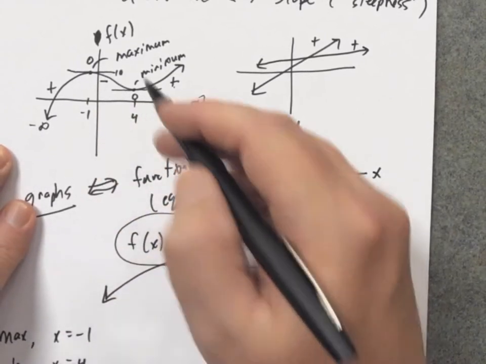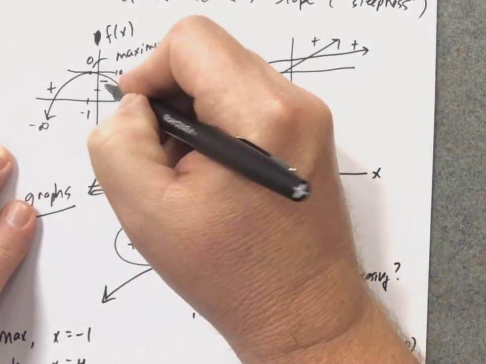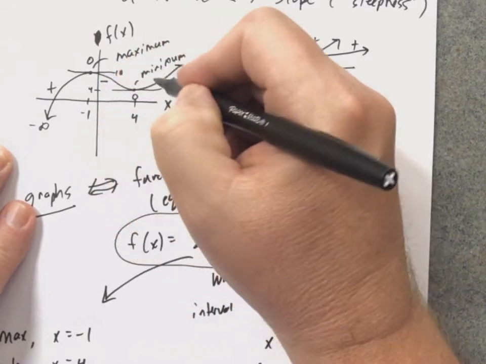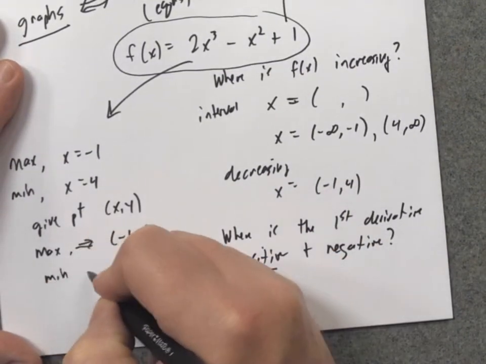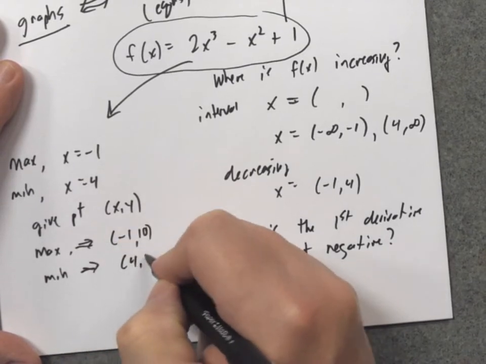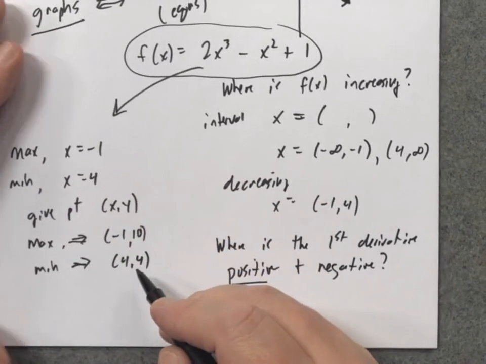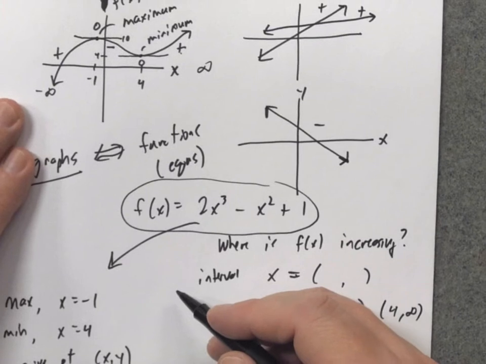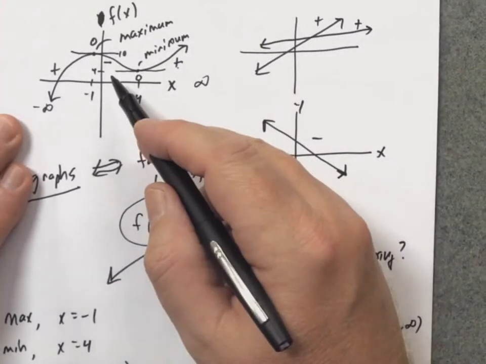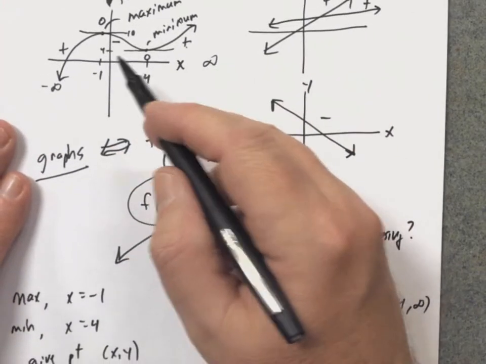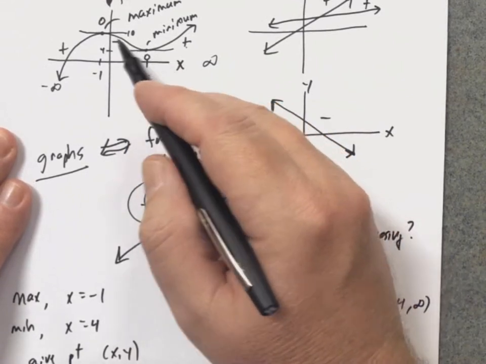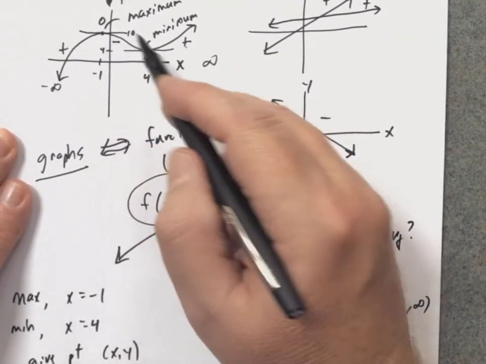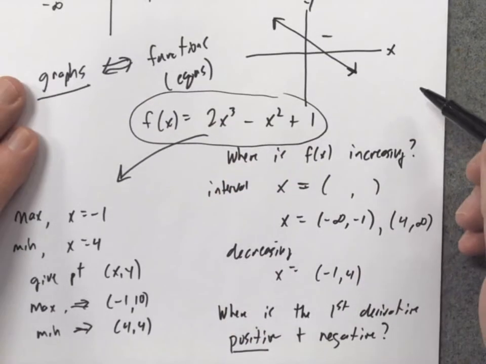And this one, say this point here, I call, 4. So the minimum would be the point (4, 4). So once again, if I'm looking at a graph and I'm asked to give the maximum and minimum, very simple problem. You just look and you find these points and you're good to go.